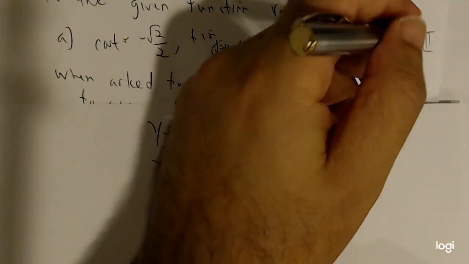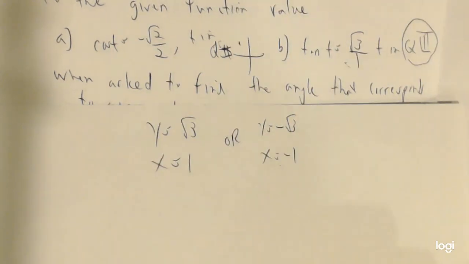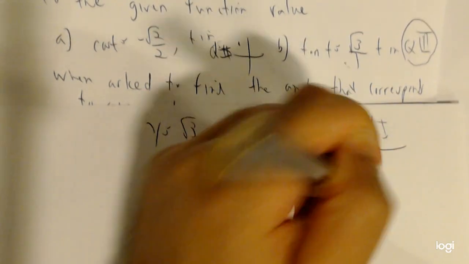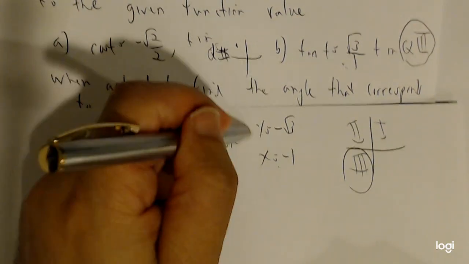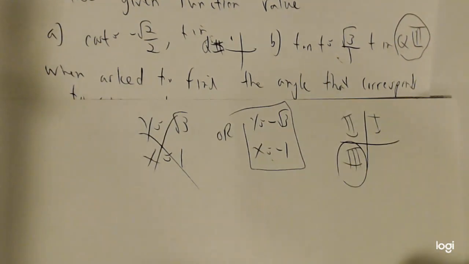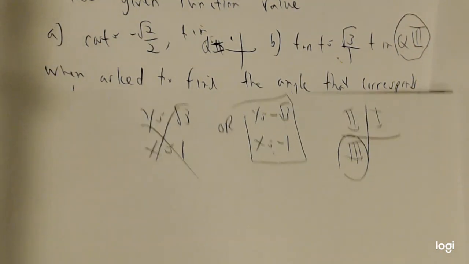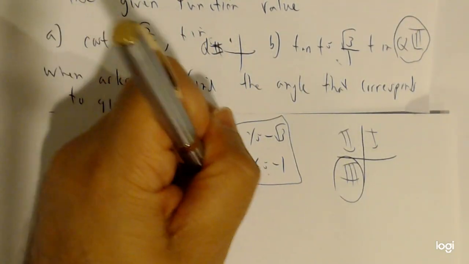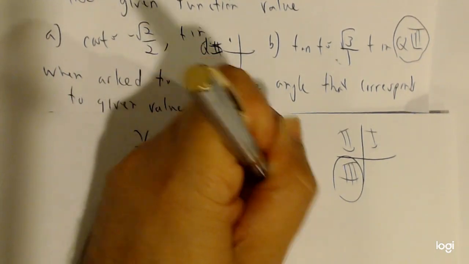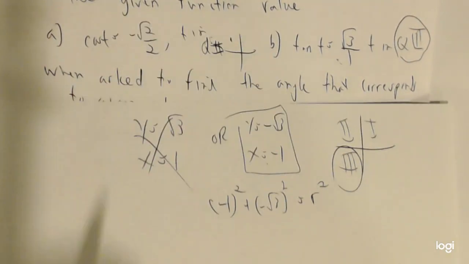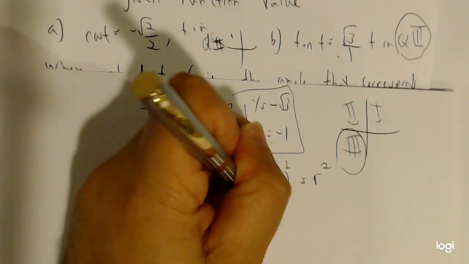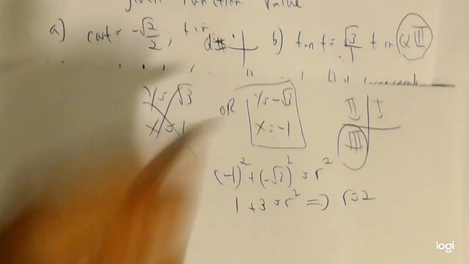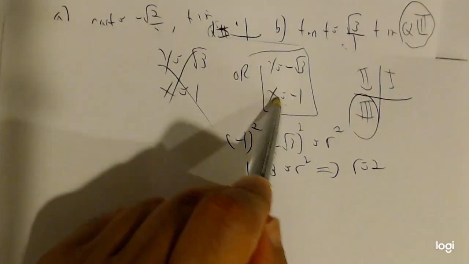So notice how this is telling us that we're in quadrant 3, and if you're in quadrant 3, 1, 2, 3, what do you notice about your x's and y's? They're both negative. So it's actually this one, not that one. That would be the case if we were in quadrant 1. So we know that x is negative 1, y is negative rad 3. If you use the Pythagorean Theorem, negative 1 squared plus negative rad 3 squared equals r squared. We get 1 plus 3 equals r squared, and we could see that r squared is 4, which means r equals 2. So my x, y, and r is negative 1, negative rad 3, 2.